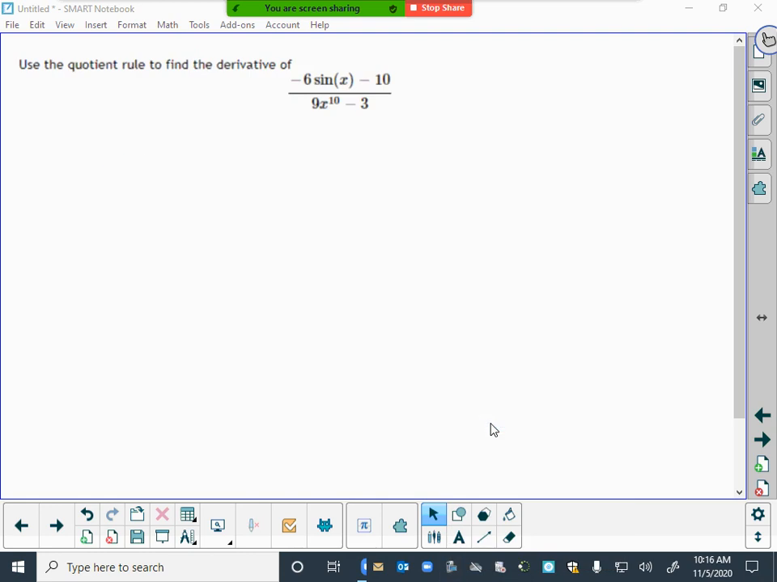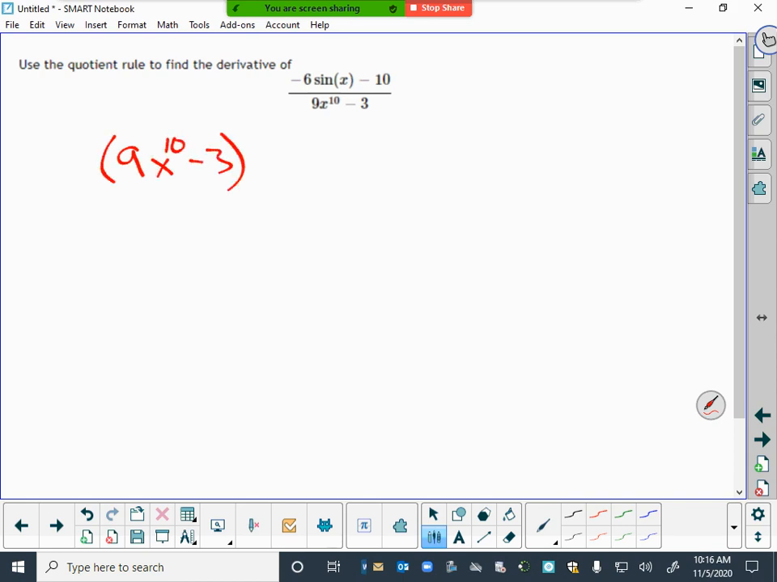All right, here we go. Quotient rule, remember, is bottom times derivative of the top minus the top times derivative of the bottom, all over the bottom squared. So we start out with the bottom, which is the 9x to the 10th minus 3. Careful with the parentheses. All of that times the derivative of the top.